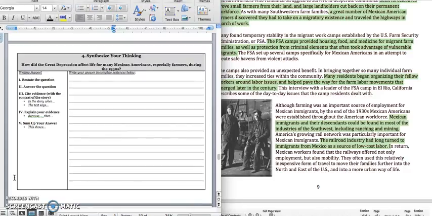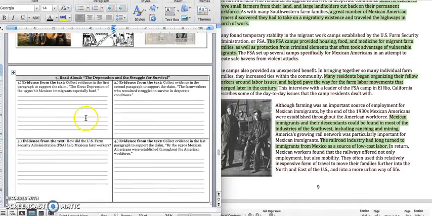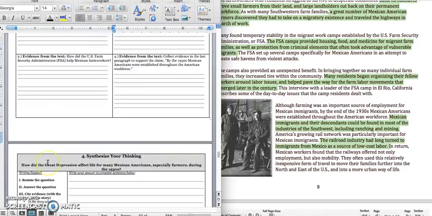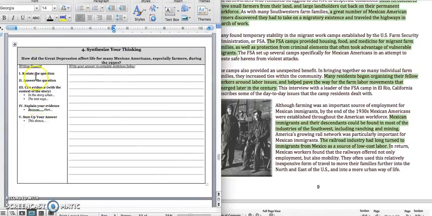The paragraph states, how did the Great Depression affect life for many Mexican Americans, especially farmers, in the 1930s? And you can use the claims from your questions as one of your topic sentences and the quotes below to support your answer.